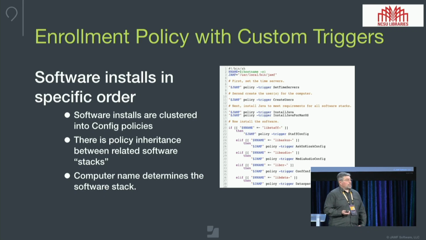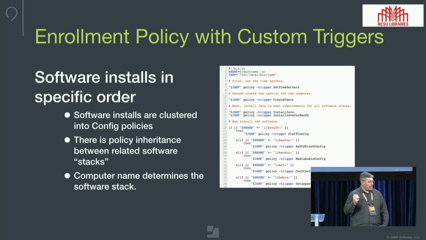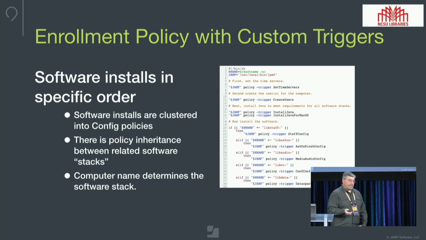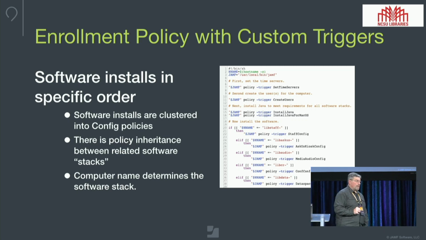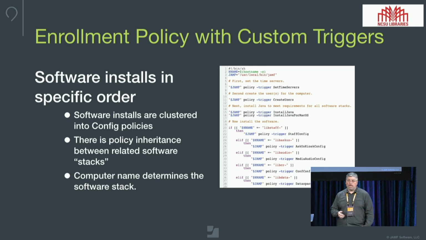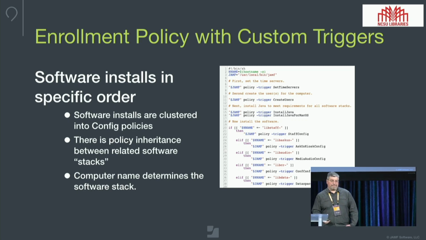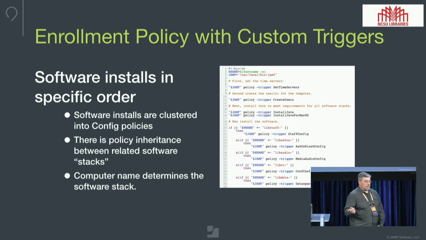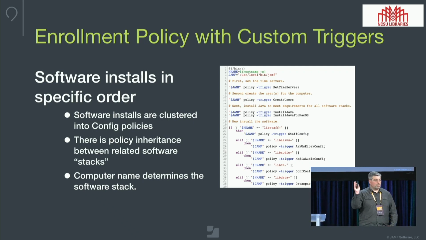As I said, our software installs in specific orders because of specific requirements that we have. One of the things that I use for that is, again, that HName variable that returns the short name of the host name of the device. And I'm going to continue on with the libstaff example. If the HName equals libstaff dash, then call the custom trigger policy of jamf policy -trigger staff config. So that way our computer names will determine the type of configuration that each device gets.